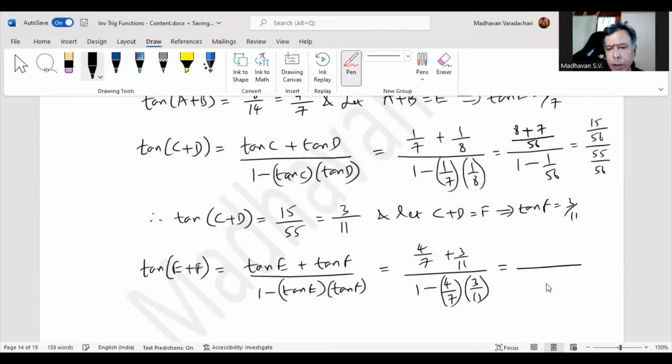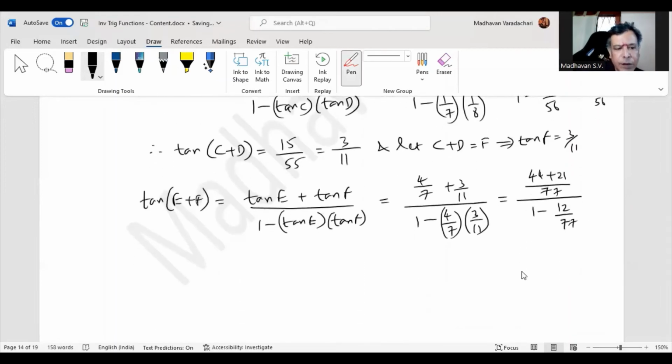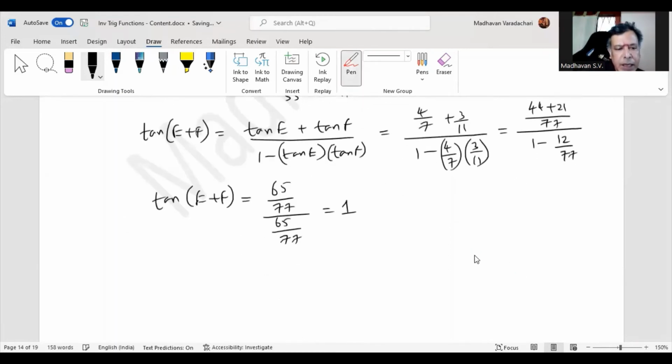So in the denominator, it is 1 minus 12 by 77. Numerator, the LCM is 77. So here we get 44 plus 21. So that means our tan of E plus F is equal to 65 by 77 divided by 77 minus 12, which is again 65 by 77. So we get the result as 1.